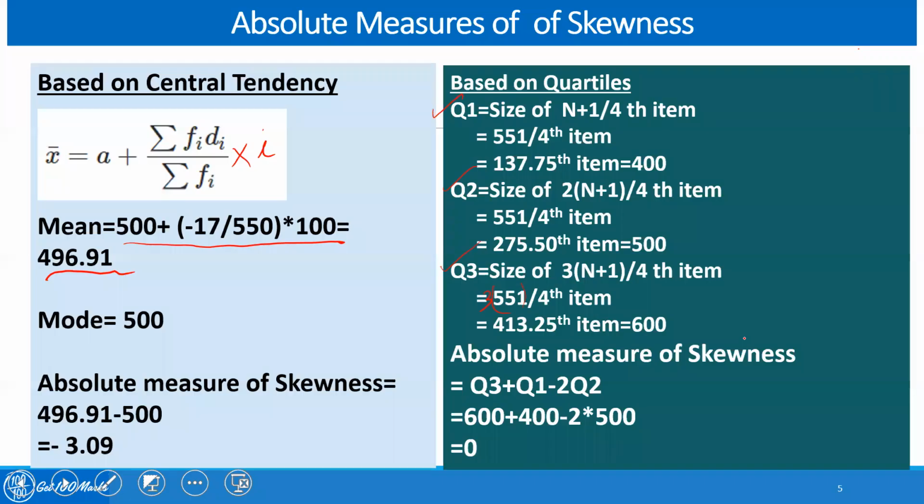Therefore, we get the absolute measure of skewness as Q3 plus Q1 minus 2 into Q2, which is 600 plus 400 minus 2 into 500, and the value is coming as 0. So there are two types of absolute measures of skewness. One is based on central tendency, using which we get negative 3.09, whereas based on the quartiles, you can see that the value is coming as 0.